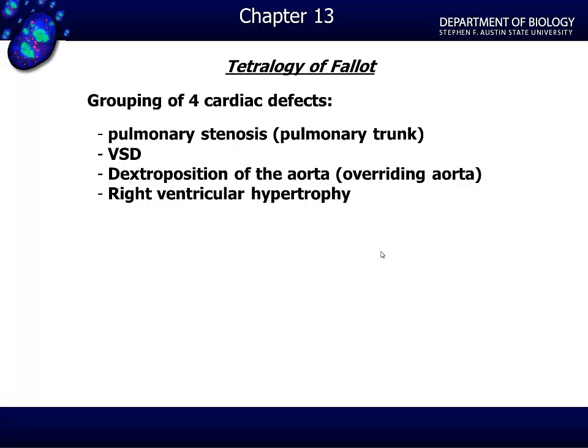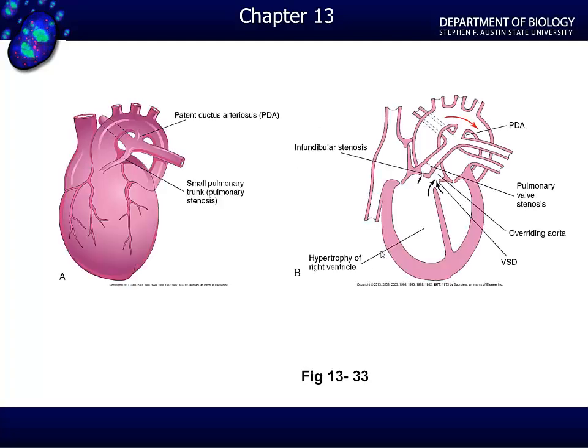All of these things are going to lead to that right ventricular hypertrophy. But we also have dextroposition of the aorta, overriding aorta. It's going to override more toward that right side as well. So when these four things, these four defects occur together, it's referred to as tetralogy of Fallot.